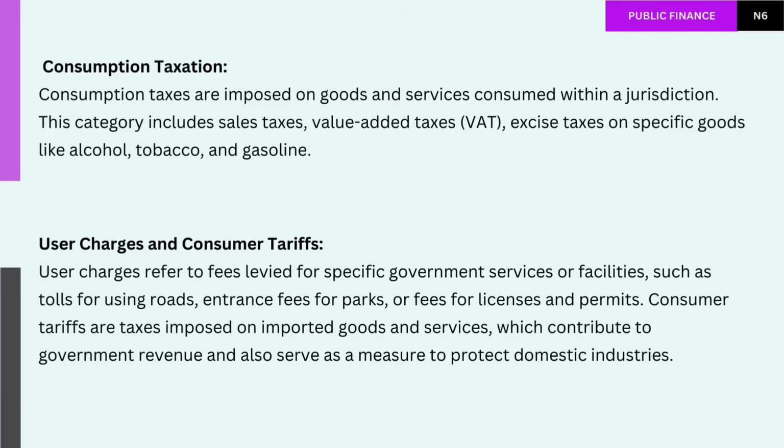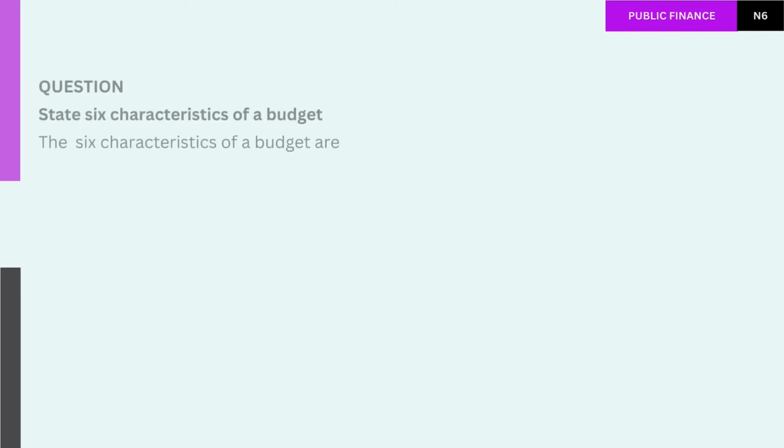4. User charges and consumer tariffs. User charges refer to fees levied for specific government services or facilities, such as tolls for using roads, entrance fees for parks, or fees for licenses and permits. Consumer tariffs are taxes imposed on imported goods and services, which contribute to government revenue and also serve as a measure to protect domestic industries.